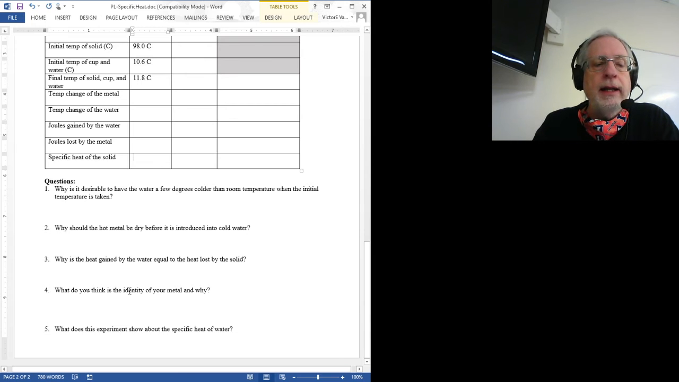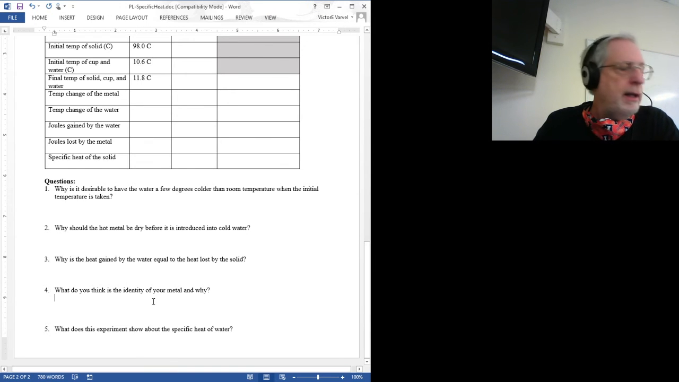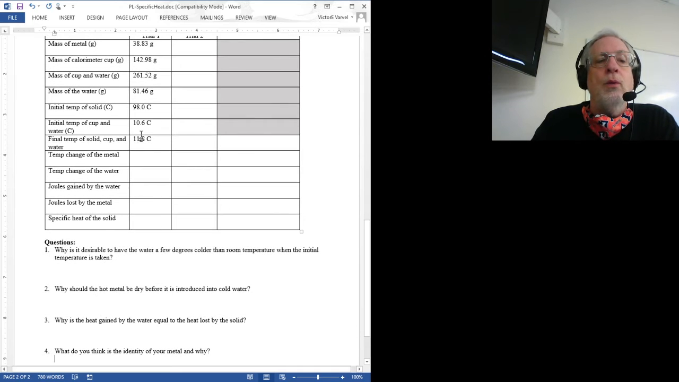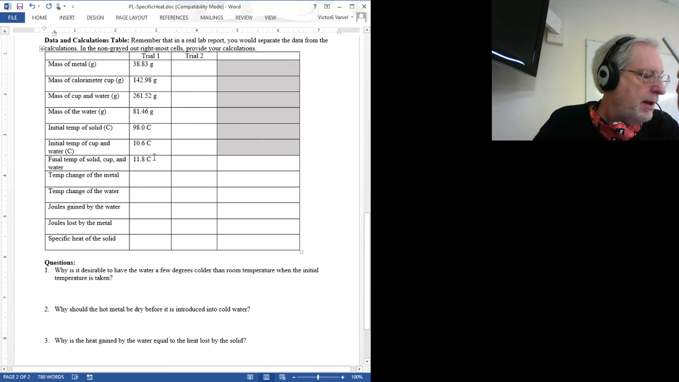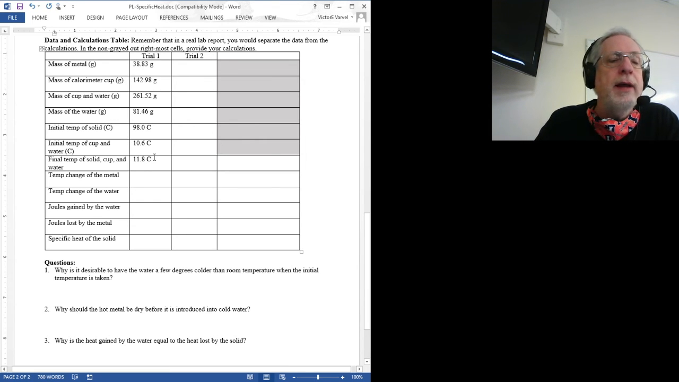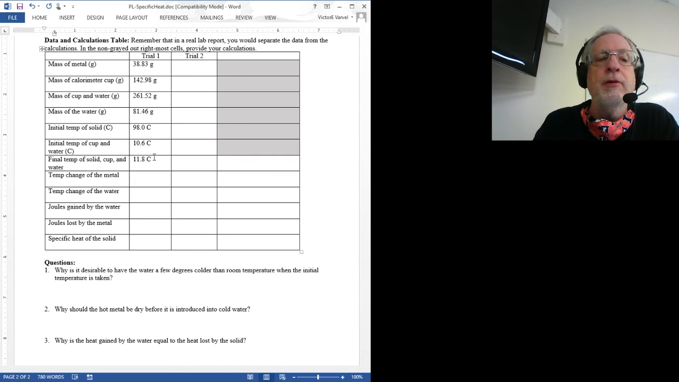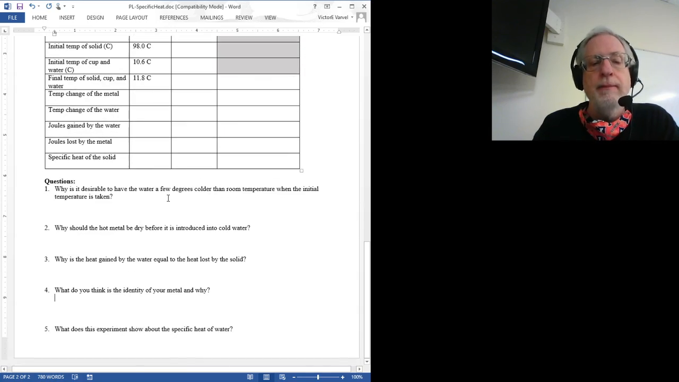And then finally, what does this experiment show about the specific heat of water? And I'll give you a hint. Water only changed by 1.2 degrees Celsius. The solid went from 98 down all the way to past 12. That's a change of, what is that, 86.2 degrees. That's a huge change in the temperature of the solid versus the temperature of the water.